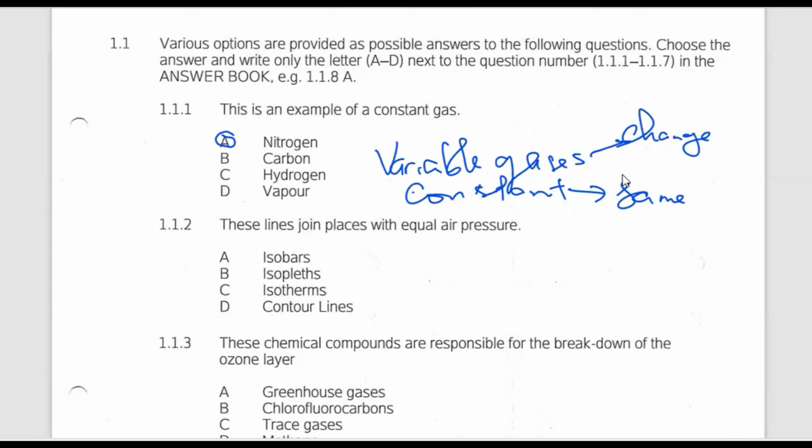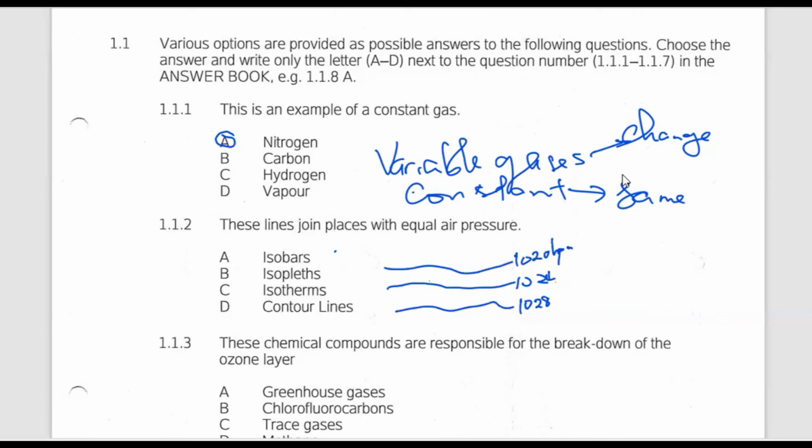Right, then we go to question number 1.12. These lines join places with equal air pressure. When you're looking at these lines on the map, we are reading and interpreting our synoptic map. We have those lines that we see on synoptic weather maps, and they have values. Let's say maybe this one is written 1020 hPa, and maybe this is 1024, and maybe this is 1028. These are the lines that we refer to when we are reading our synoptic weather maps, and they connect places of the same pressure.